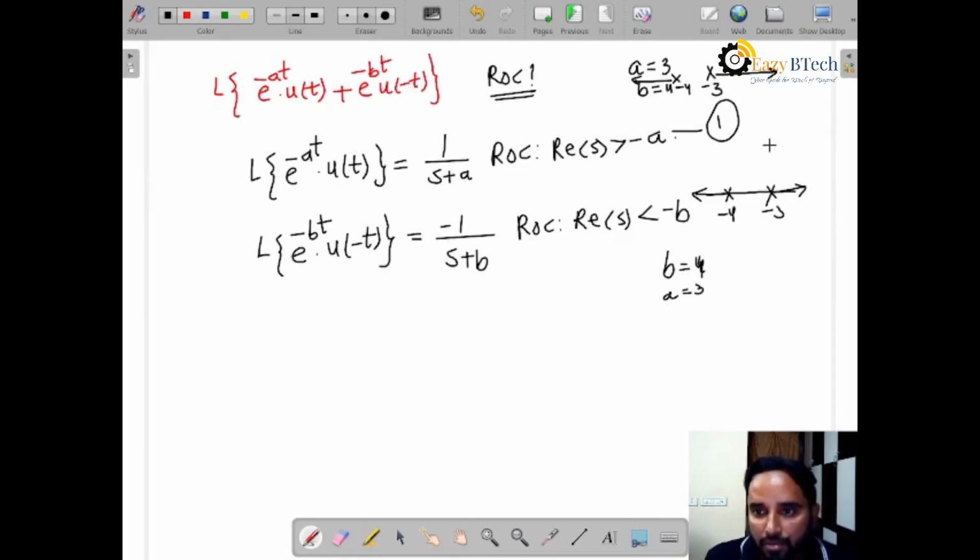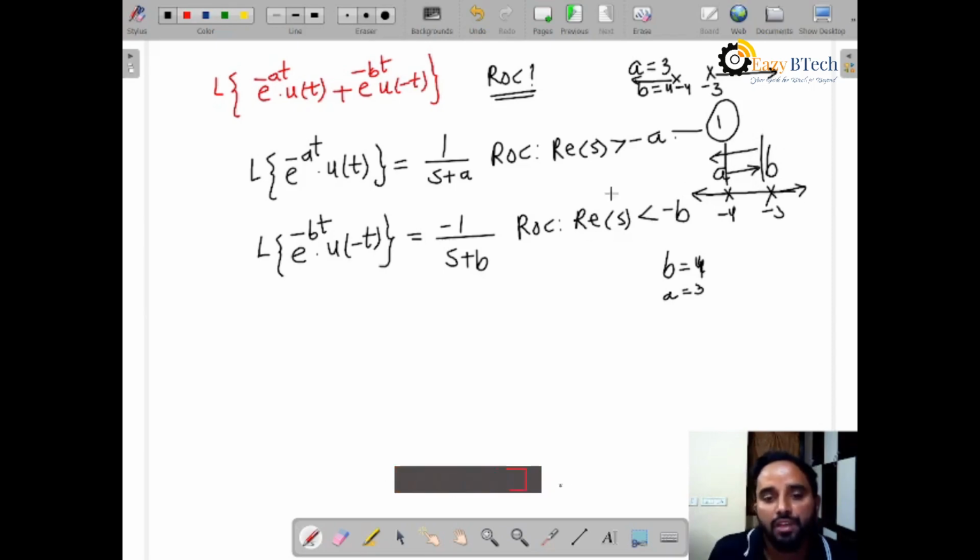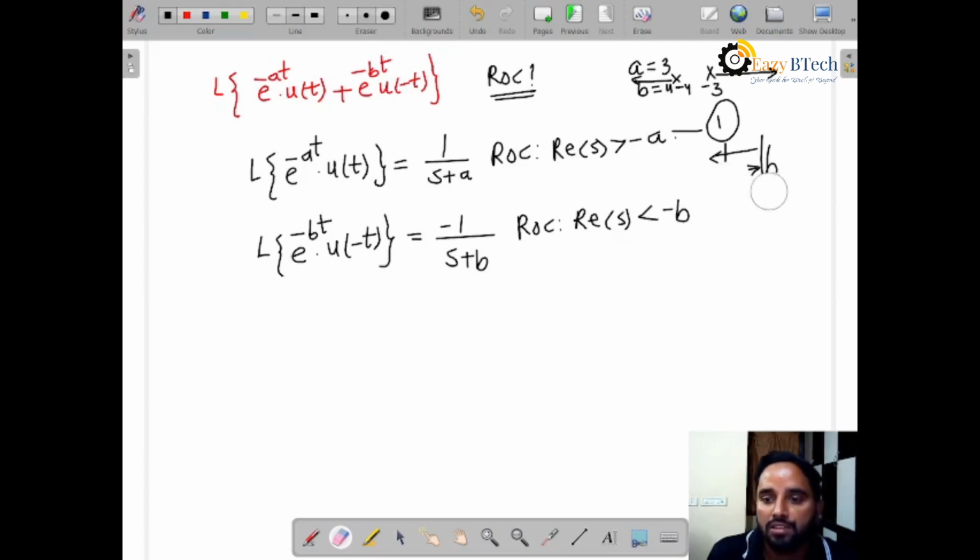So b is here, a is here, then we have a common ROC from a to b, because less than b and greater than a. So this is the common ROC from a to b. Right or not? So how should the a value and b value be? That we have to decide, so that the Laplace transform converges.